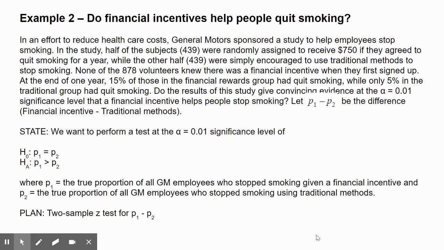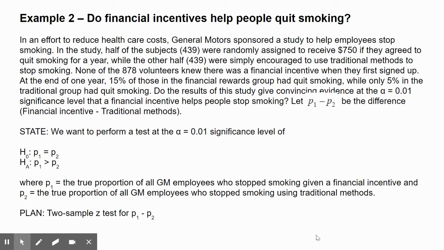The results of this study give convincing evidence at the alpha equals 0.01 significance level that a financial incentive helps people stop smoking. Let P1 minus P2 be the difference, financial incentive minus traditional methods. Okay, so I have done the state and part of the plan for you.